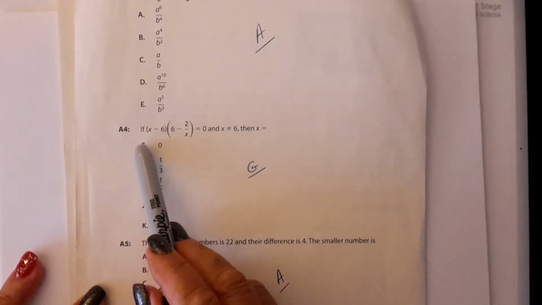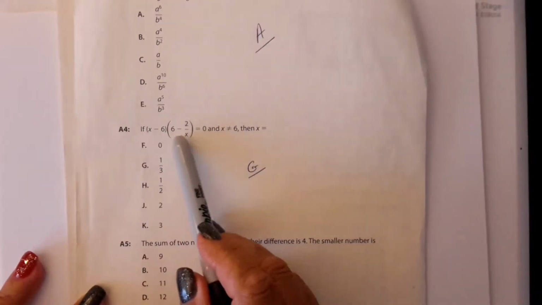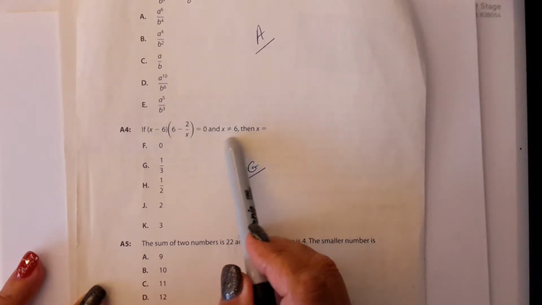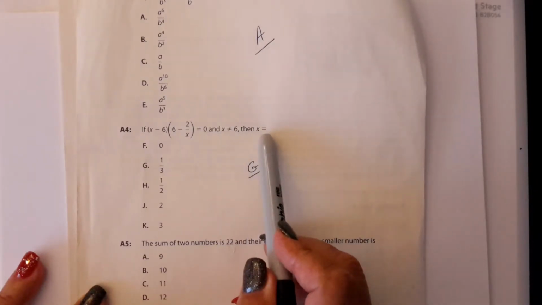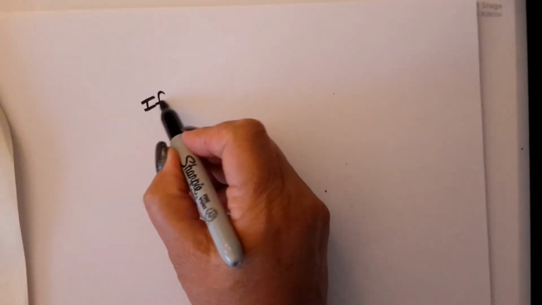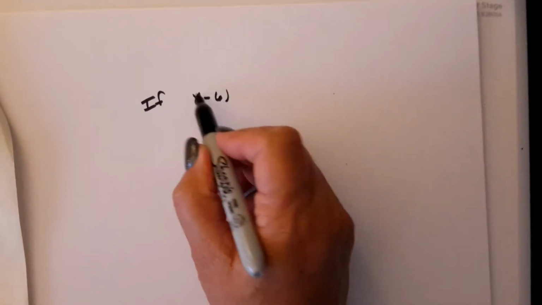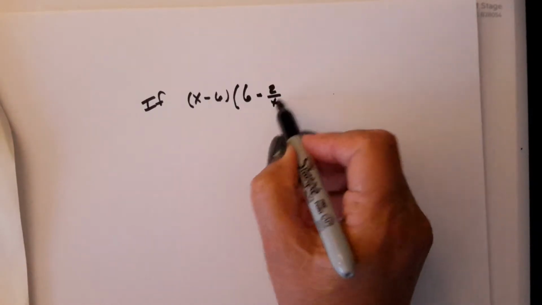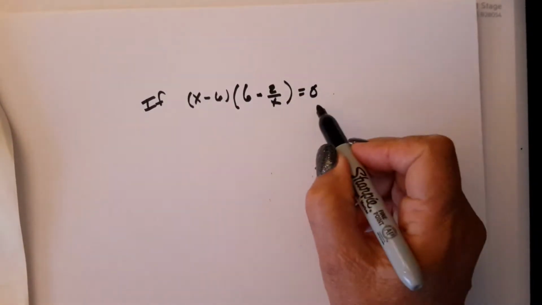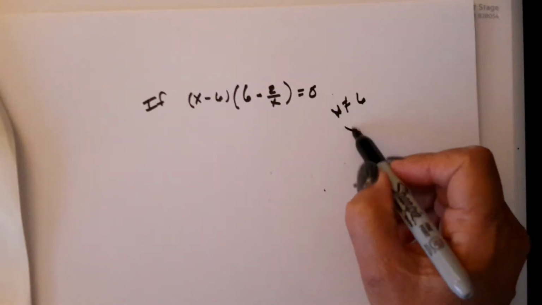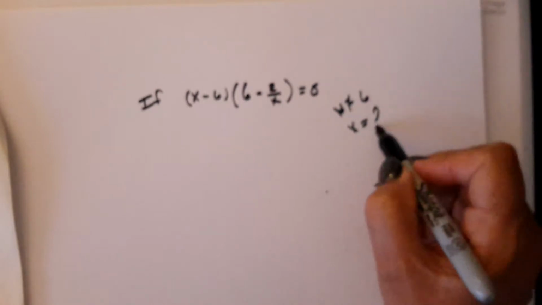Problem A4. If (x − 6)(6 − 2/x) = 0, and x cannot be 6, then what would be the value of x? Let me use a clean piece of paper to solve this problem. Let me rewrite it again. If (x − 6)(6 − 2/x) = 0, x is going to be different from 6, and they're asking you what is the value of x.